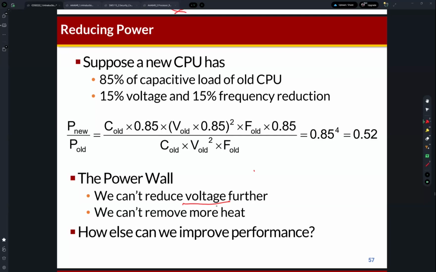When the size of the transistor was at the micrometer scale, basically when we reduced the size of the transistor, we could also reduce the supply voltage. This is a basic property of the transistor. But now the transistor size is at the nanometer scale, so it's very small, and for very small transistors, it is very difficult to reduce the supply voltage. That's the problem.